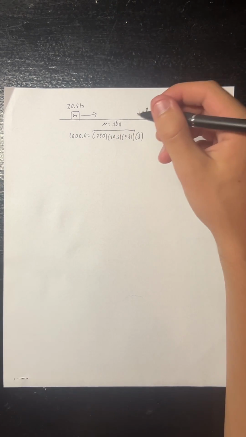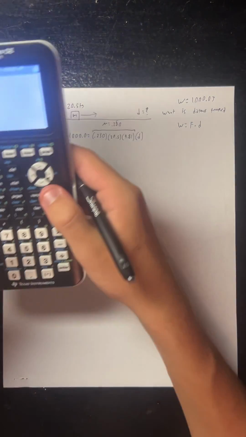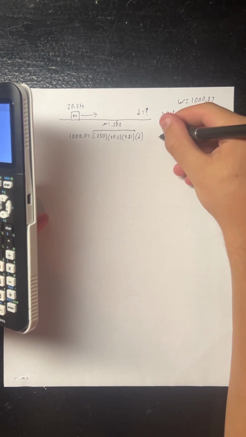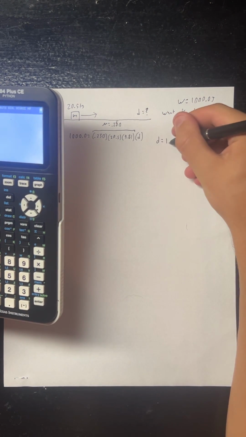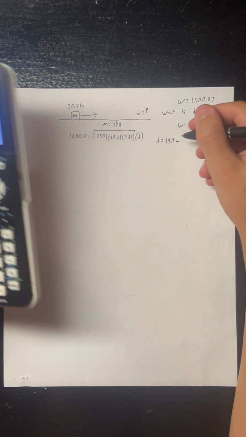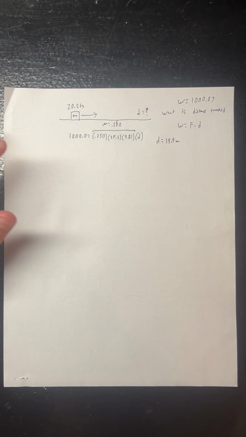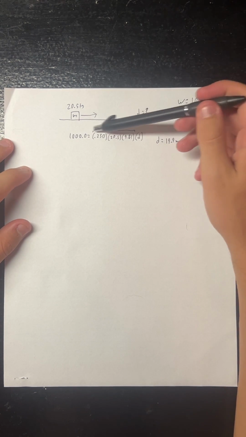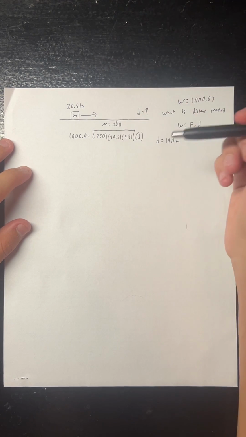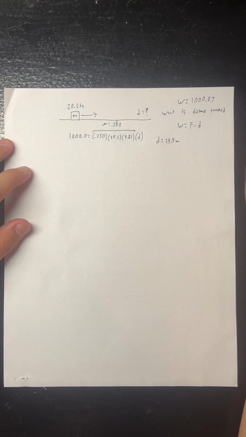We can plug that into our calculator, numeric solver, and you should get d equals 19.9 meters. So pretty much work equals force times distance, and the force here is the frictional force acting against it, and you just multiply it by the distance, which is the variable we're trying to find.